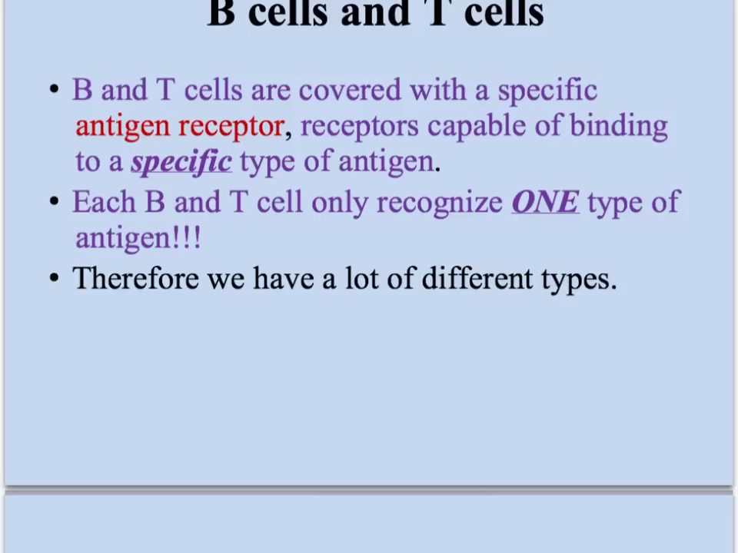So if each B and T cell only recognizes one kind, you can imagine the large number of B and T cells we have in our body, since, if you think about all the different things we've come in contact with, all the different illnesses, all the different bacteria, all the different viruses, our body probably has immune cells, these B and T cells, specific to each of those illnesses.